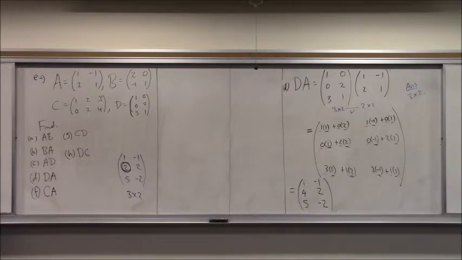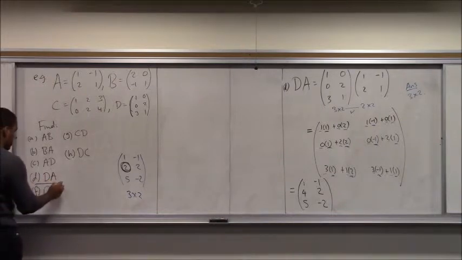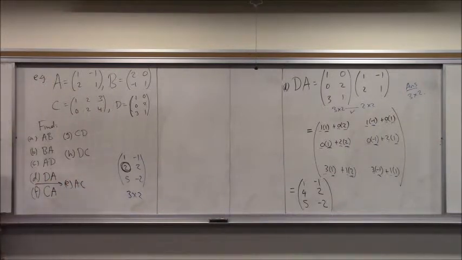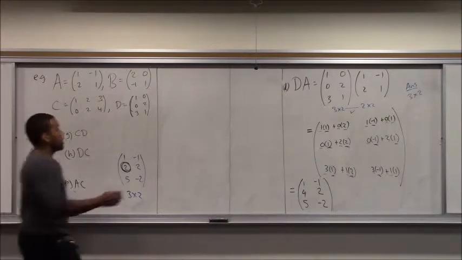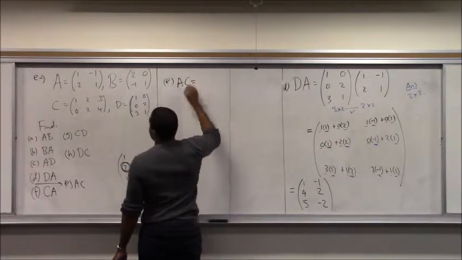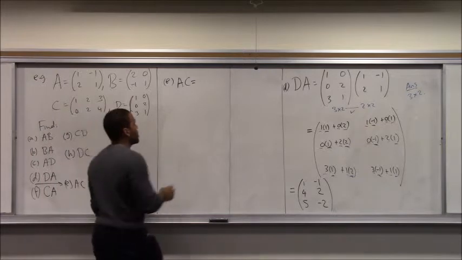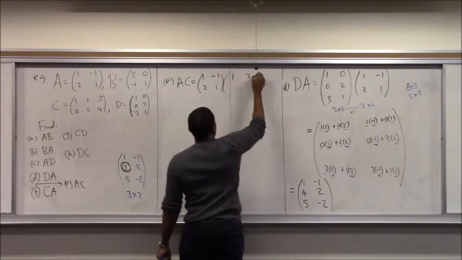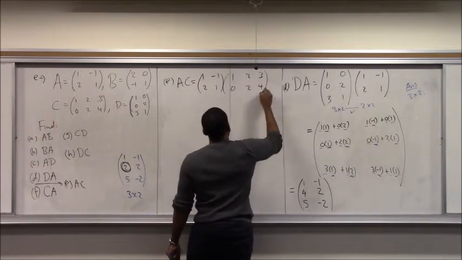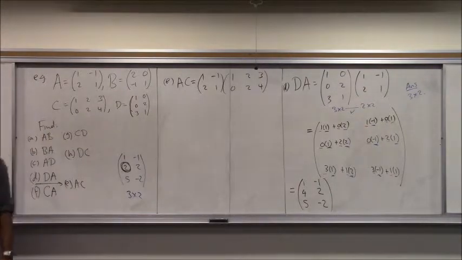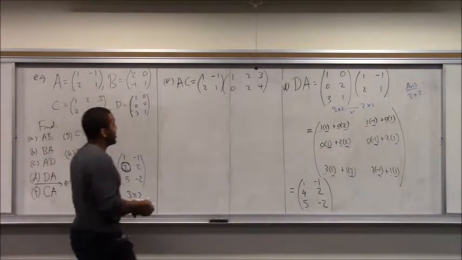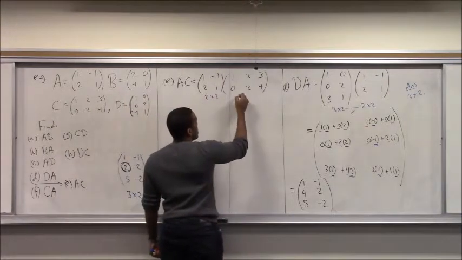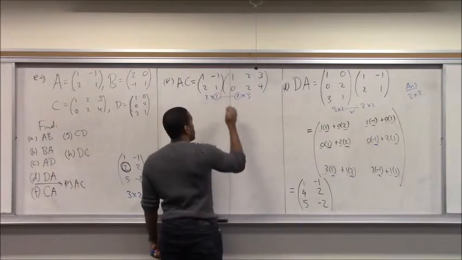Did I miss an E? Oh, I didn't. I did the A times C. AC, what is that? Can that even work? I know, these things look like they shouldn't work, right? They work. But how do you know? Because this is a 2 by 2, and that is 2 by 3. These guys match up, so it definitely works.